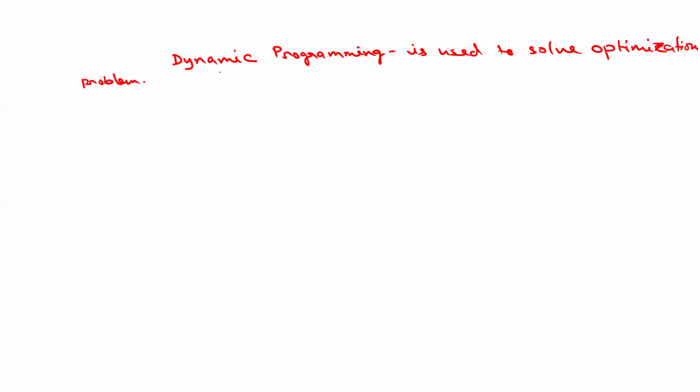Okay. So when will we use dynamic programming? Like divide and conquer, dynamic programming also solves the problem by combining the solutions of the subproblems. But in this case, it solves subproblems which are overlapping. So dynamic programming, that is DP, solves overlapping subproblems.